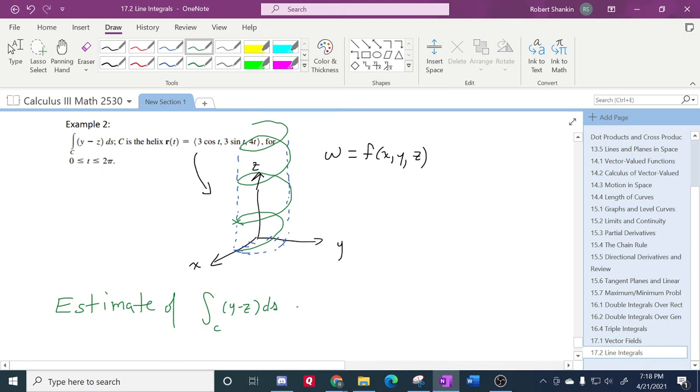It is approximately the length of C times the average value of y minus z along C. The average value of y minus z along C is going to get multiplied by the length of C. Okay, Rowan, what would you do for getting the length of C?